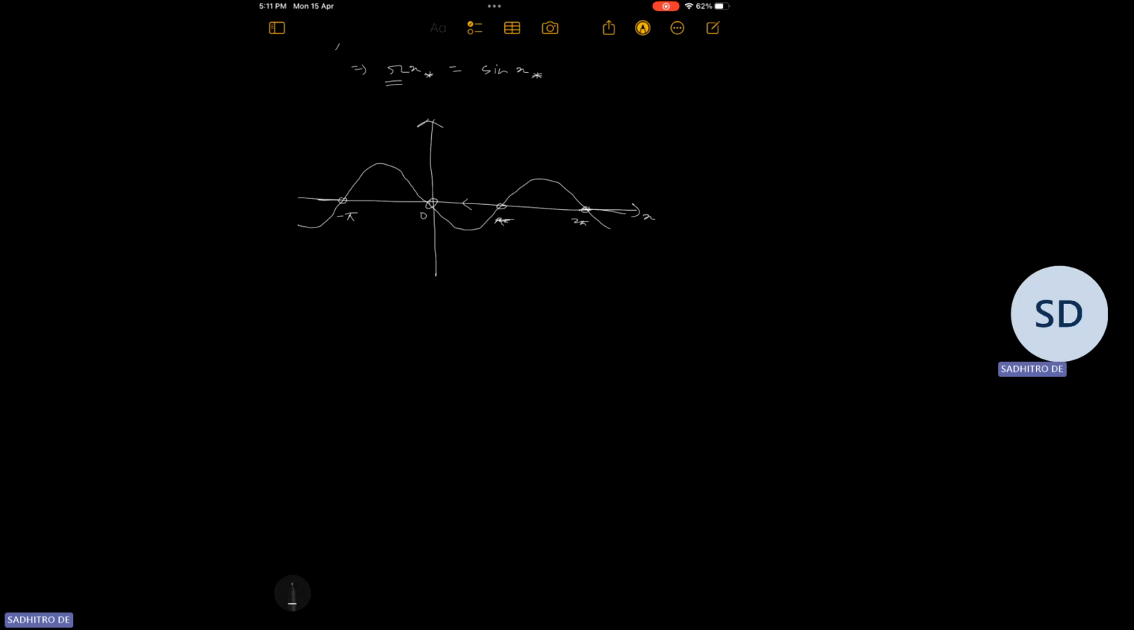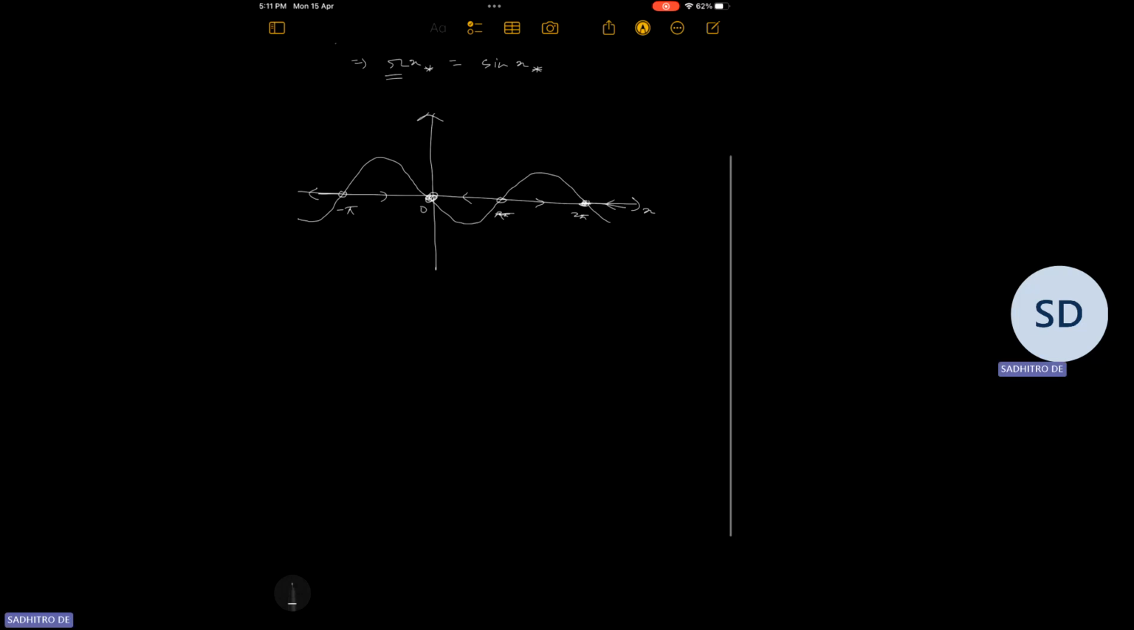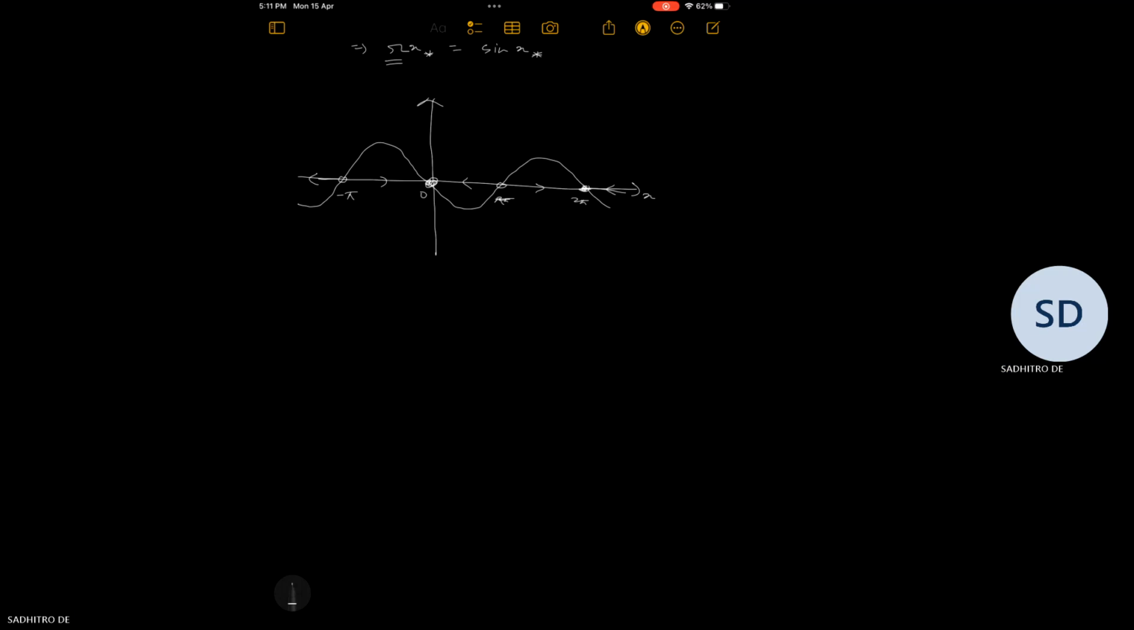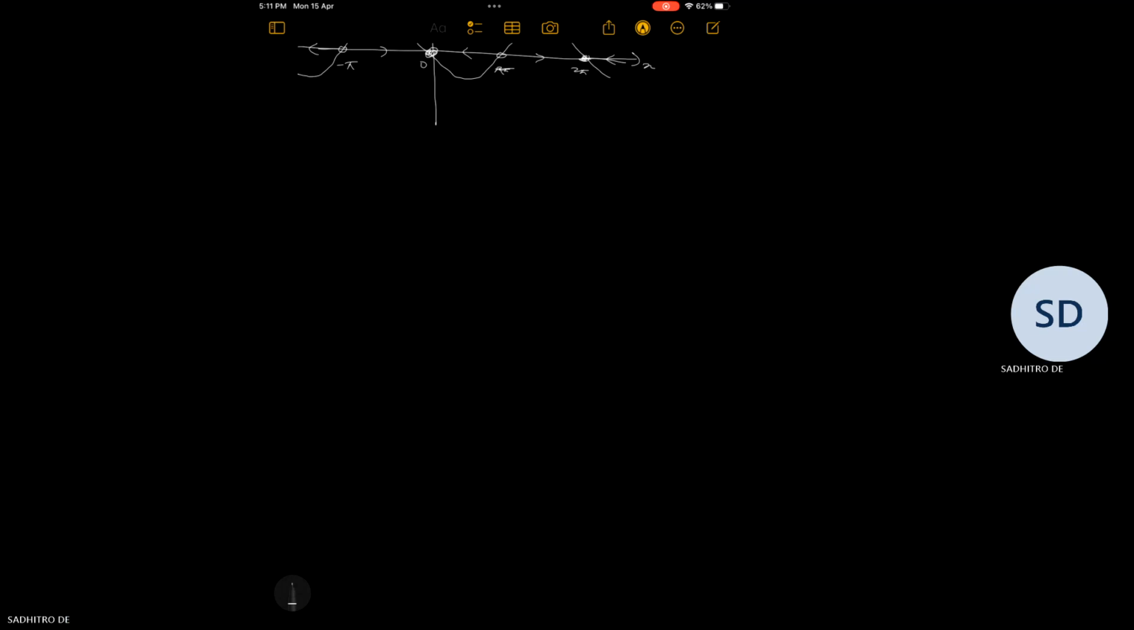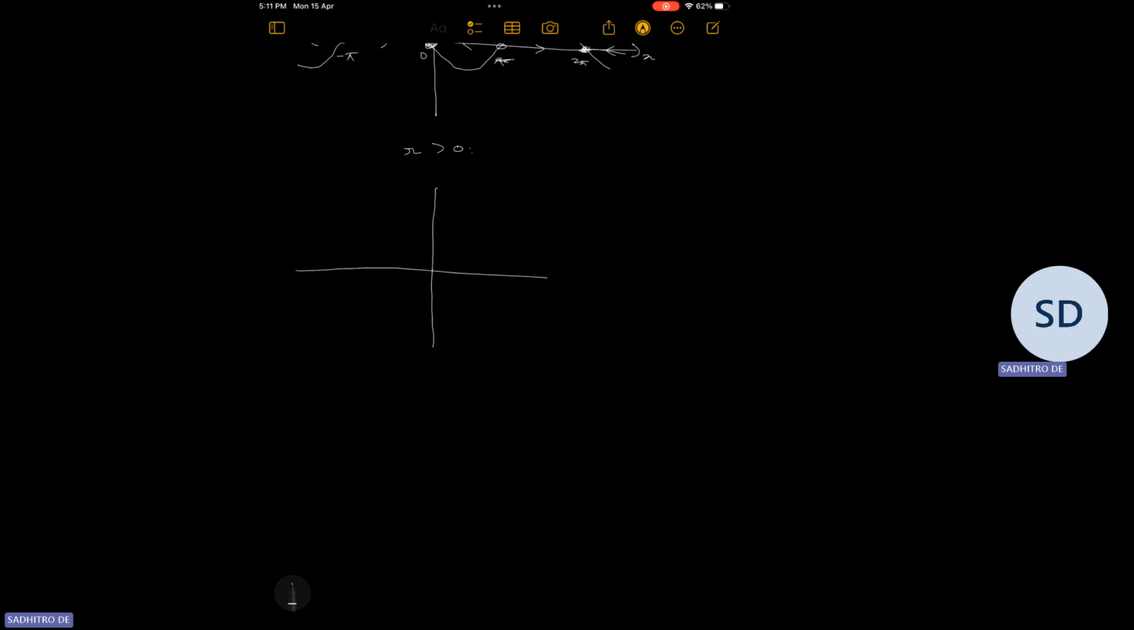The fixed point at the origin is stable. This one is unstable. This one is stable. Again, this one is unstable. So you see they have alternating stabilities. Now, what happens if we increase r? Suppose that r is greater than 0, and let us assume that r is very small. I would only show you a few crests and troughs of the sine curve. It's not possible to show all of them together.